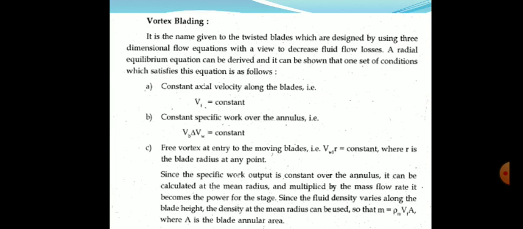Since the specific work output is constant over the annulus, it can be calculated at the mean radius and multiplied by the mass flow rate. It becomes the power for the stage. Since the fluid density varies along the blade height, the density at the mean radius can be used so that m is equal to rho_m Vf1 A, where A is the blade annular area.